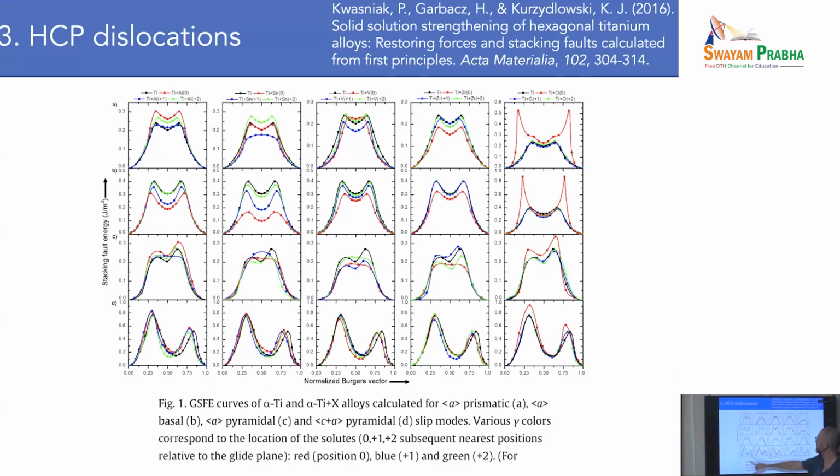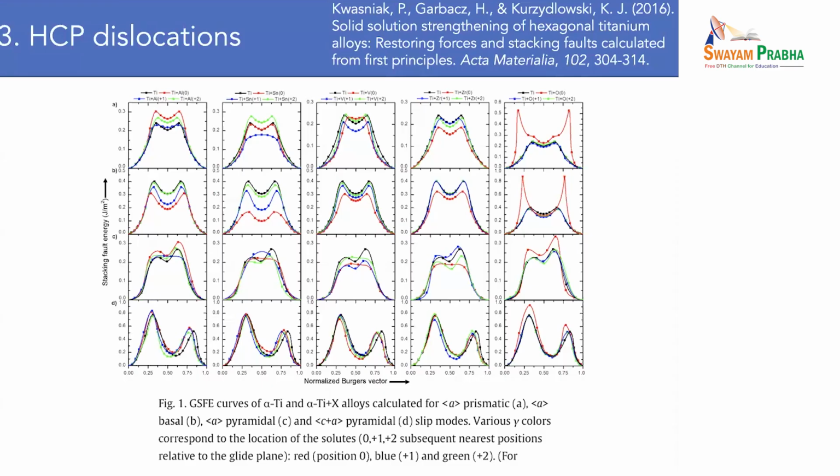If you do the same in basal, you have the same thing, the stacking fault in the basal plane, which is here. Now, when you add solutes, it can completely change. For example, if you add Sn, tin, near the stacking fault, it can completely remove the metastable state. But adding it at a different position will keep the stacking fault but make it higher. So there's a lot of alloying effects on the stacking fault.